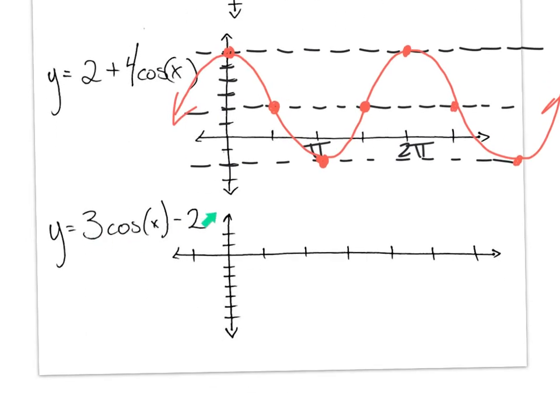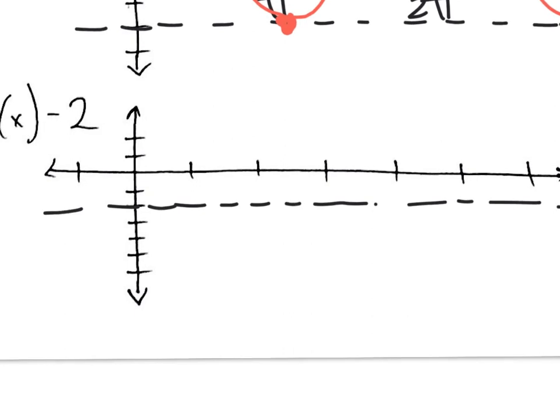All right, so what do we have here? Aha, our middle is going to be down 2, so I set the axes up that way. And then we'll go up and down 3 from negative 2, our new middle point. So negative 2, there's our middle. And we're going to go up 3: 1, 2, 3. Here's our maximum. And down 3, here's our minimum.